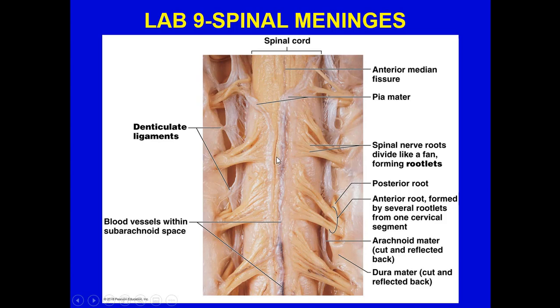Here's the pia mater. You can see the posterior root here. You can see the anterior root here. You can see the arachnoid mater, which is cut and reflected, meaning it's pulled back a bit. And then above this, I should say, is the dura mater, and it's somewhat cut and reflected. So here's our spinal cord. And you'll notice also some blood vessels within the subarachnoid space right up through here.